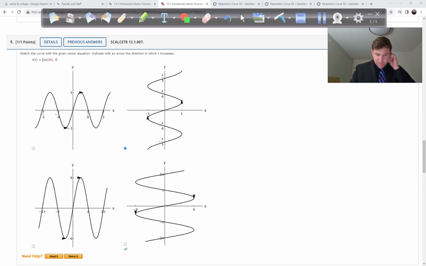Okay, for problem 6, it says sketch the curve with the given vector equation, indicating with an arrow the direction in which t increases. So again, to do this, you would want to pick some t values and then get values for sine 6t and t. And basically, let's look at this. So sine of 6t.